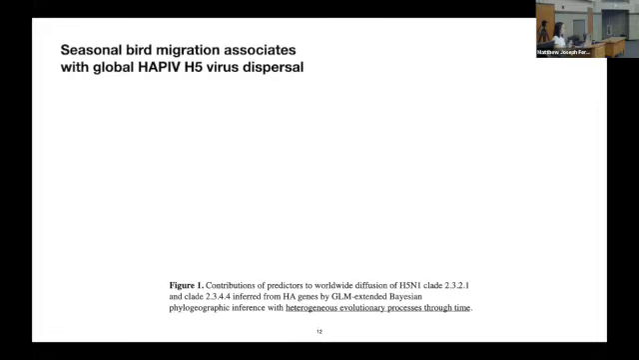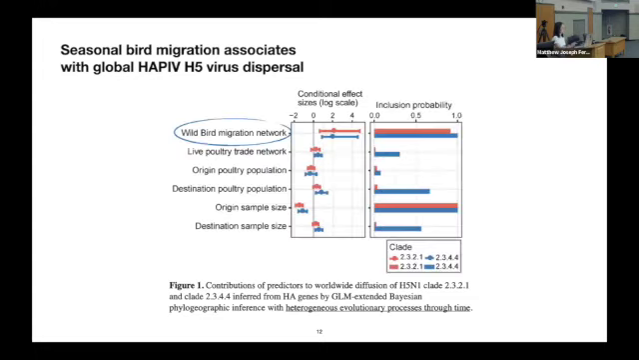We combine the fall migration network and spring migration network of birds into a seasonally changing network. And we also model the evolutionary process of the viruses as a seasonally changing process. We found the seasonally changing wild bird migration network is a major contributor to the virus evolutionary process and the lineage movement between the locations.